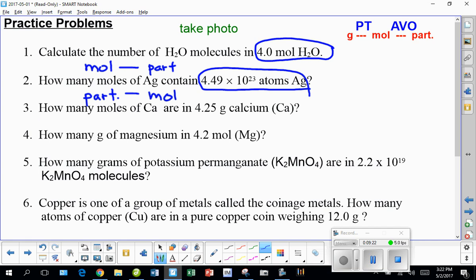Okay, I'm back. Again, we're circling the guy that has the number with it. And so we're talking about calcium grams in this case. And they're asking for moles. So my second step is moles, and I'm done because that's what we're supposed to find. Just like it was moles here, and I'm done because that's what we were supposed to find.